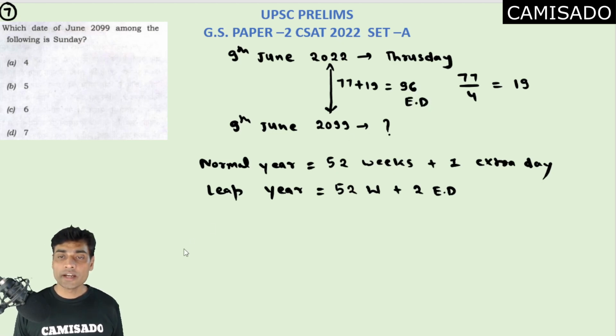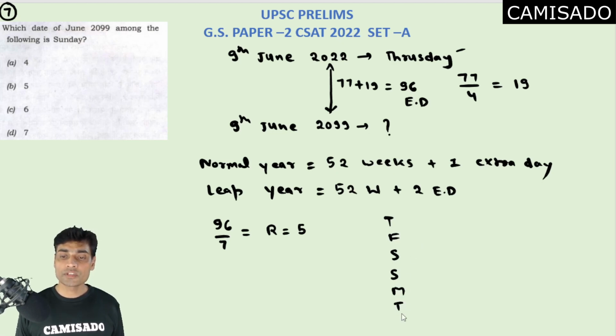Now 96 extra days means, in a week we have 7 days, so how many extra days basically do we have? When we divide 96 by 7, we get the remainder as 5. Okay, so 5 days from Thursday. So it's Thursday, then Friday, then Saturday, Sunday, Monday, Tuesday. So the day is Tuesday.